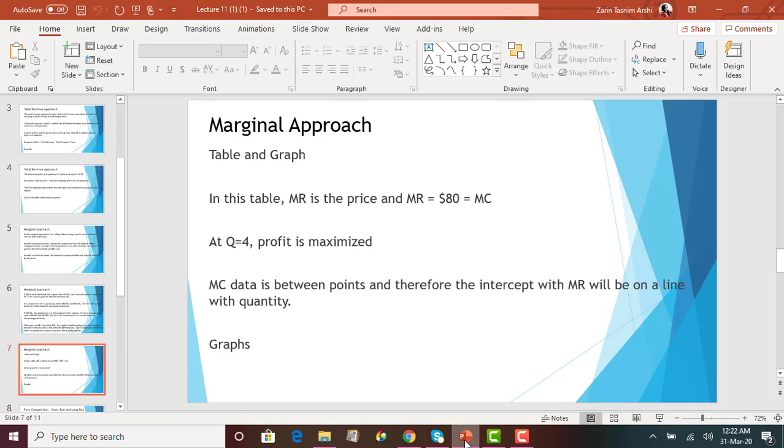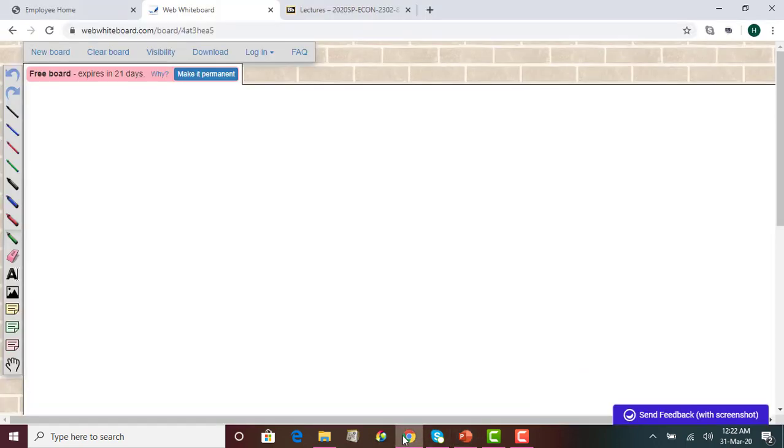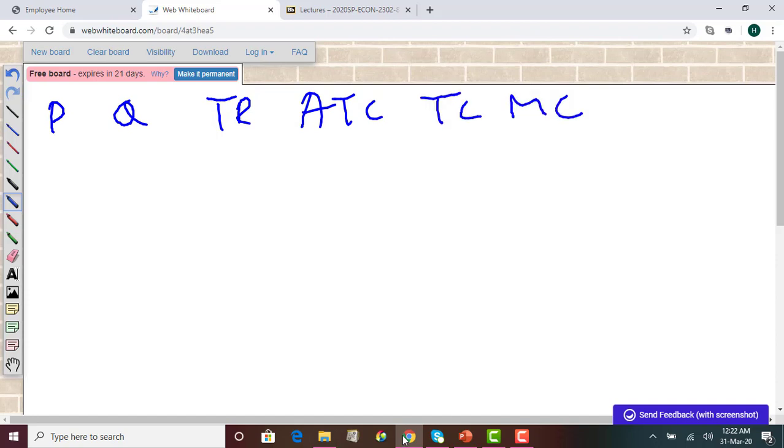So let me do an example for the marginal approach and then explain how we can calculate the profit maximizing point. And then we will also do a graph so you can relate visually to what's going on. So again, let's say you're given a table. You have price, quantity, total revenue, average total cost, total cost, but this time you also have marginal cost because this is the marginal approach. And then you have profit.